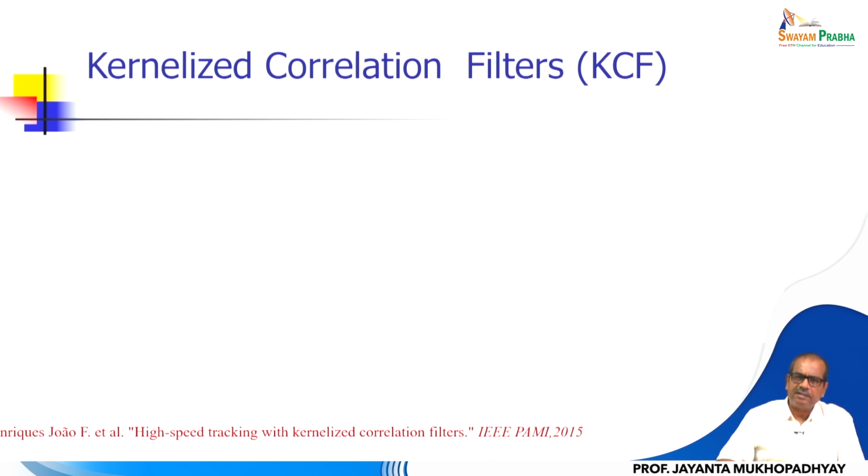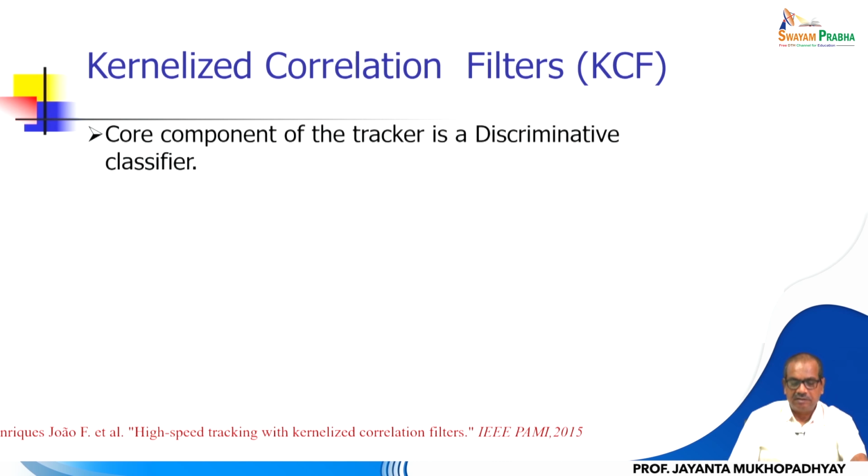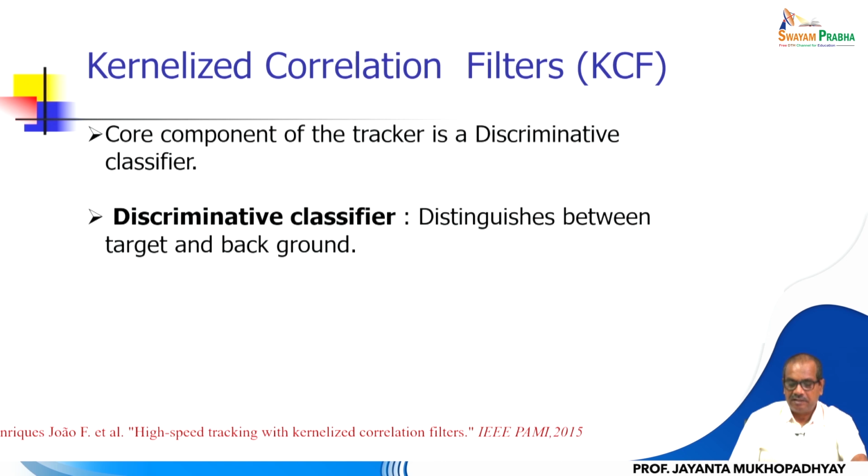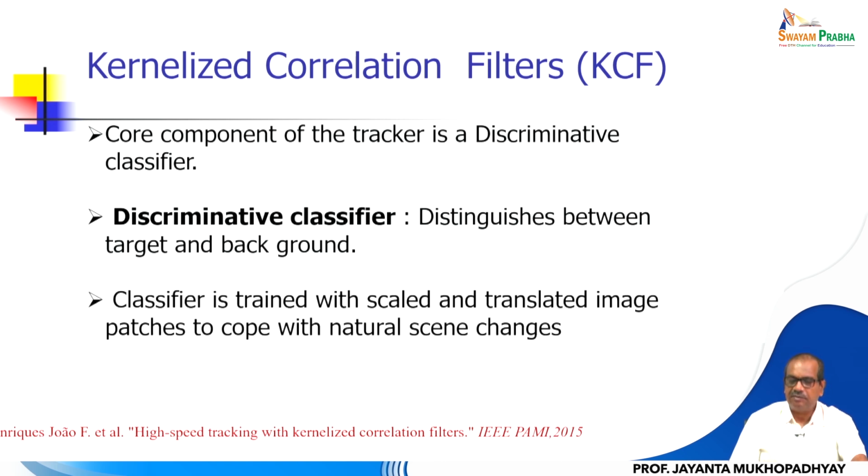So first let me explain the case we have discussed here. Once again, the core component of the tracker is a discriminative classifier that, as we have already mentioned, distinguishes between target and background. It is trained with scaled and translated image patches to cope with natural scene changes. The important thing to understand is that every target has a filter of its own. No filter is universal, so with respect to the training images, you are designing a filter.